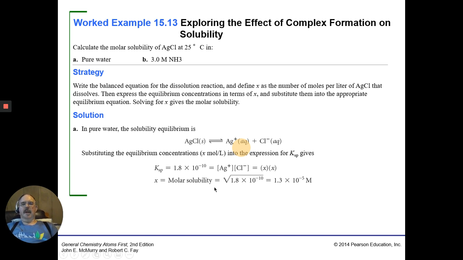So we've got two processes. We have silver chloride dissolving, and we need to know the KSP, so this is the value of the KSP. It's a 1-to-1 ratio, so each one of these is X, so the molar solubility would be the square root of this, and so that's 1.3 times 10 to the minus 5th.